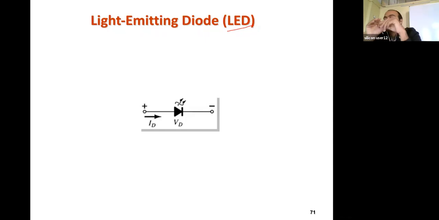So just remember that LED is nothing but a PN junction diode. When that diode is kept in forward bias, at that time the depletion region will be neutralized, and when it is neutralized, it will emit some photons, and those photons will be visualized as light.